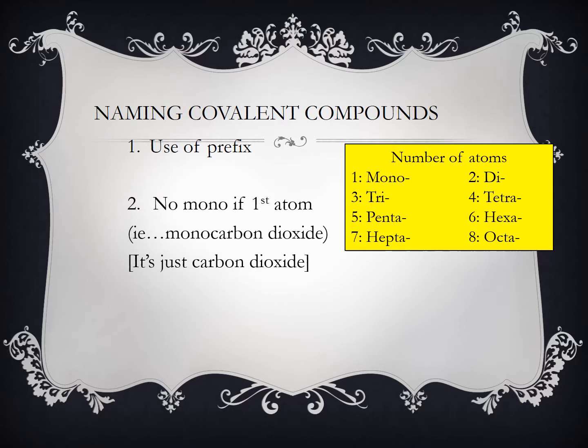No mono if it's the first atom in the compound. So there's no mono carbon dioxide, it's just carbon dioxide. So it's understood that it's 1 carbon if it's the first element in the name.